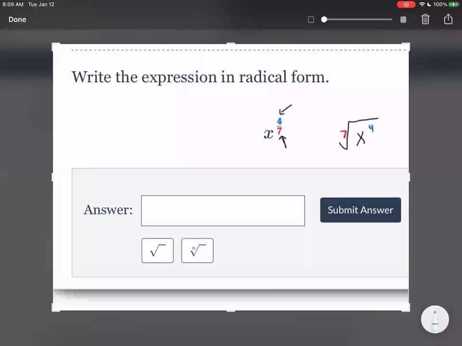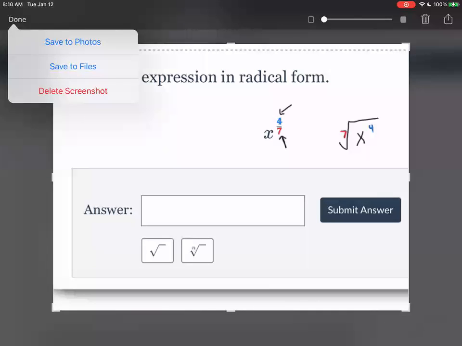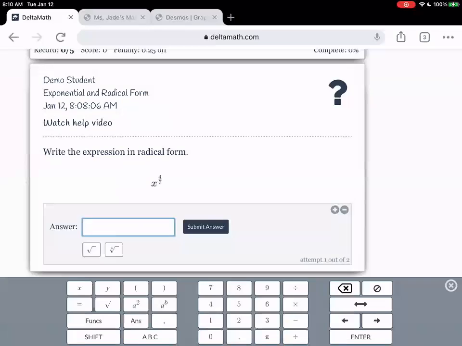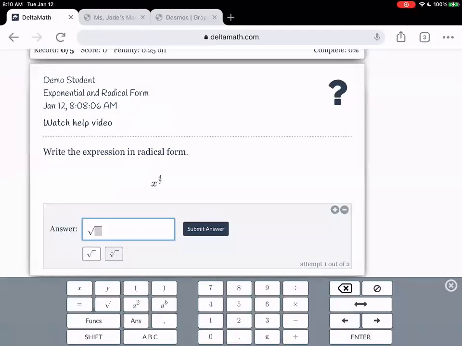Let's go ahead and enter this into our answer box. So 7th root of x to the power of 4. You're going to press the nth root button and it lets you type the root first. And then you can use the right arrow, then I can type x to the power of 4. So 7th root of x to the power of 4.